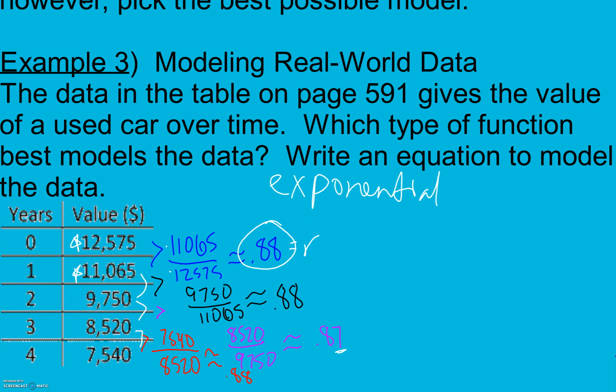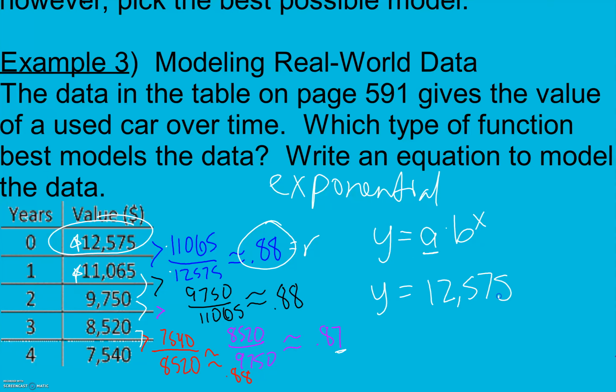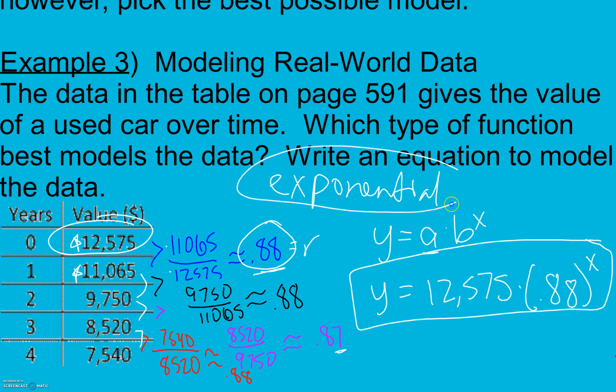Now, we're going to write that equation. Remember our standard form, a times b to the x power. A is our initial amount, and that's at time 0. So here, 12,575 times b, my common ratio, 0.88, raised to the x power. So we said this is an exponential model, and there is our equation.